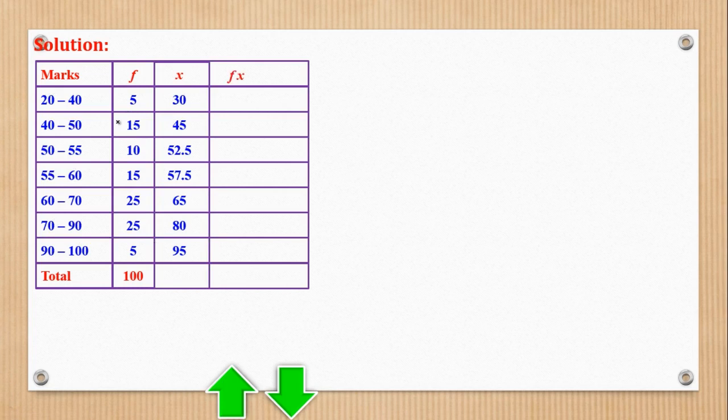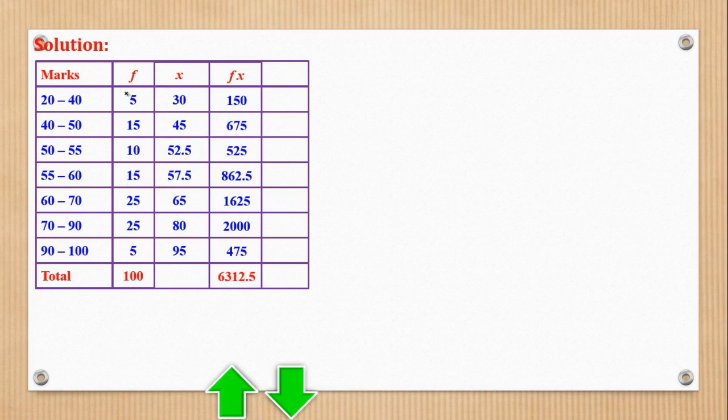Next is to get the values of fx. Fx means I will keep on multiplying. This times this gives you this, and so on for each row. Then I have to add all these ones. When I add, I'll come up with that. This fx and f will help us to get the mean.